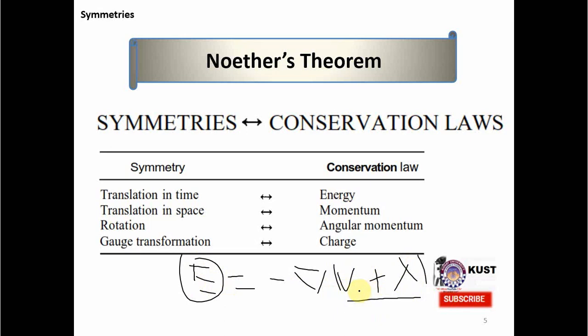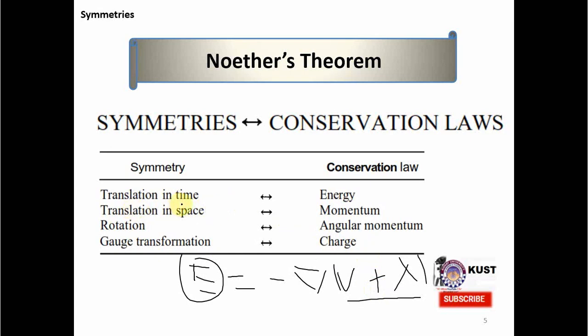Such kind of change in potential is called gauge transformation. And this gauge transformation has a connected conserved quantity which is called charge. So charge conservation comes from the gauge transformation. So all in all, I gave you 4 examples of the symmetries and their corresponding conserved quantities.